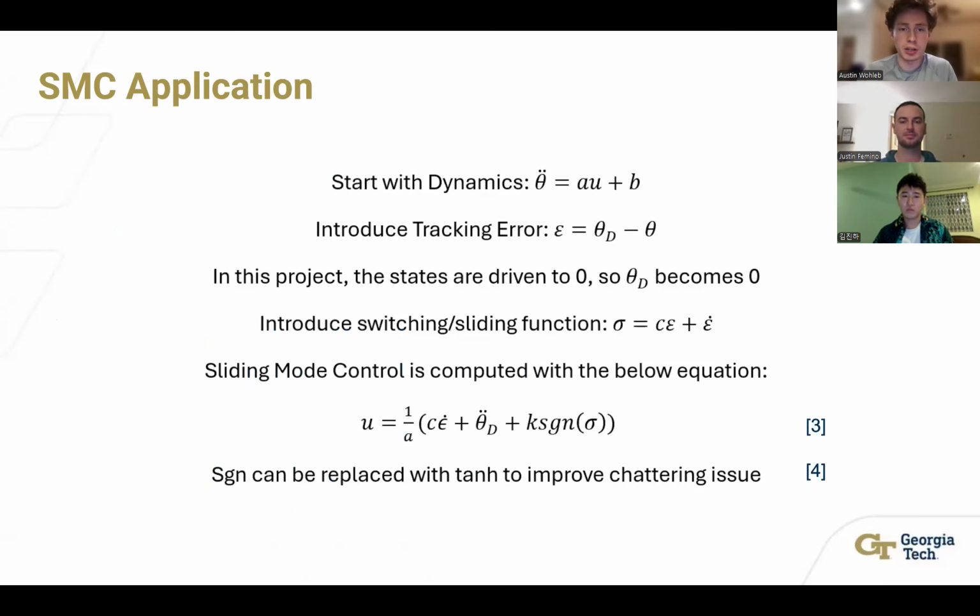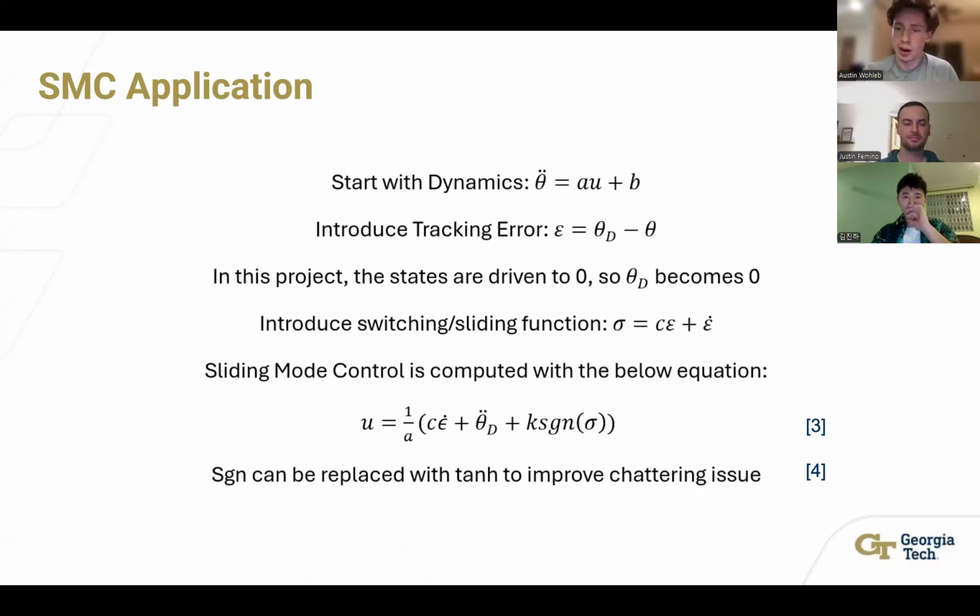For this study, I started with the dynamics that we already showed you, and then introduced a tracking error. The nice thing about this study is that all of our desired states are just zero, and that simplifies things. Then I introduced the switching sliding function. This is the line that we want our states to follow. As you can see, it's based off of a gain, the error, and the change of error. From there, we can calculate our control functions.